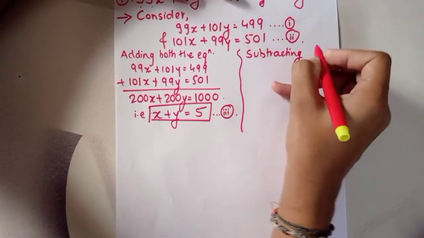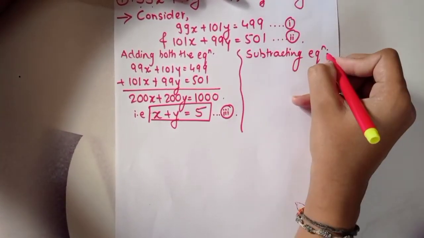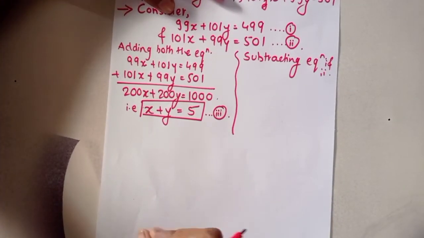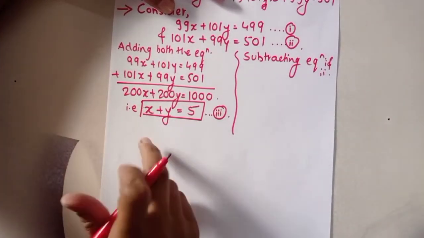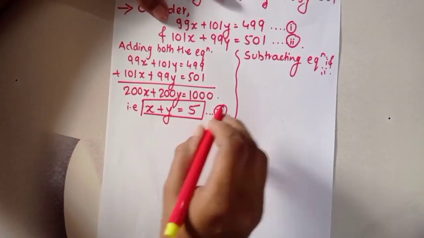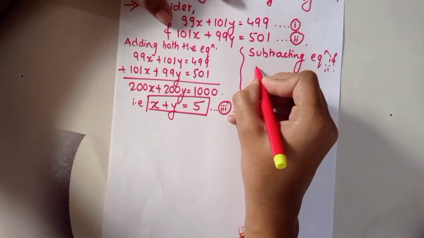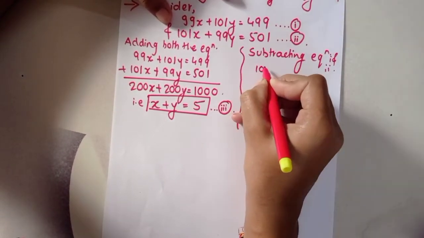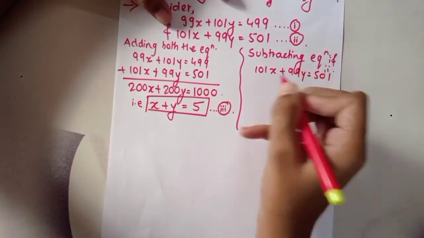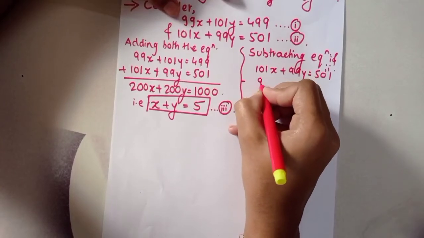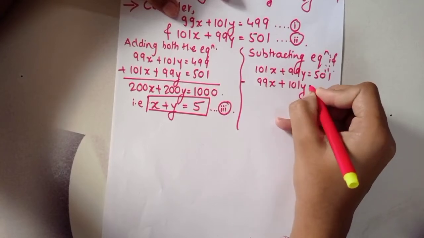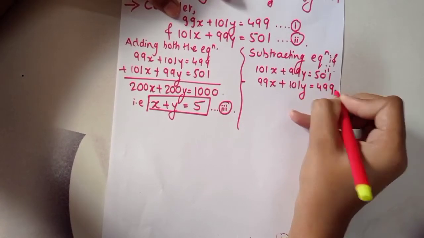Now, subtracting equations 1 and 2. Once we have added both these equations, we got the simplest form x plus y is equal to 5. Now subtracting: it becomes 101x plus 99y is equal to 501, minus 99x plus 101y is equal to 499.